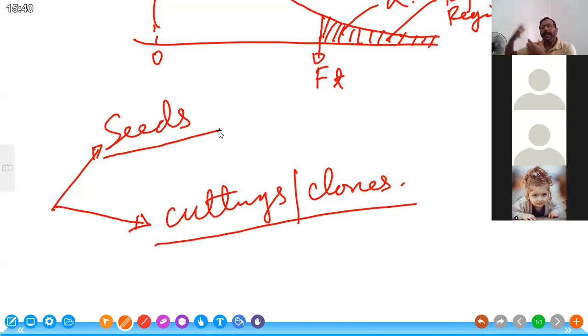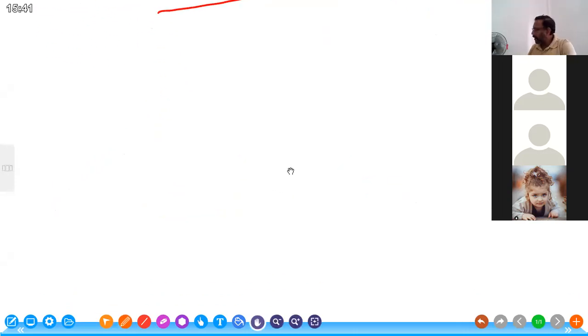So they have the same character as the mother plant, right? But in seeds, there may be variability. So you see, this is how we can reduce the variability. Right. I will point out one more point and then we will. Yeah, I have already taken some time.